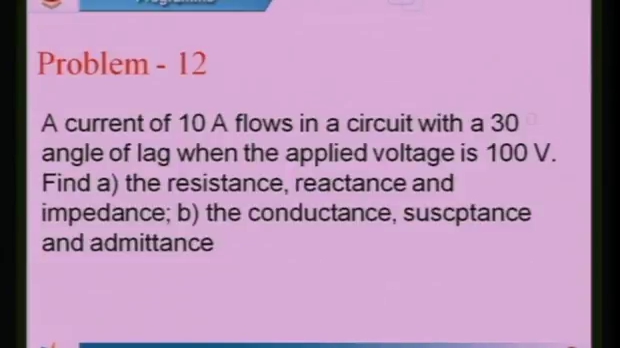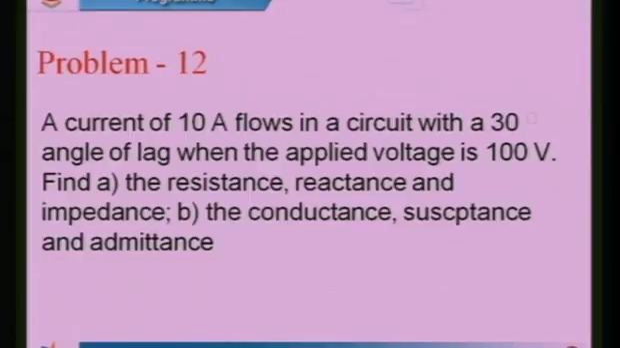I have another one. A current of 10 amperes is flowing in a circuit with a 30-degree angle of lag when the applied voltage is 100 volts. Find the resistance, reactance and impedance, the conductance and susceptance and admittance. So this is also very simple. It all involves the ratio of complex numbers.